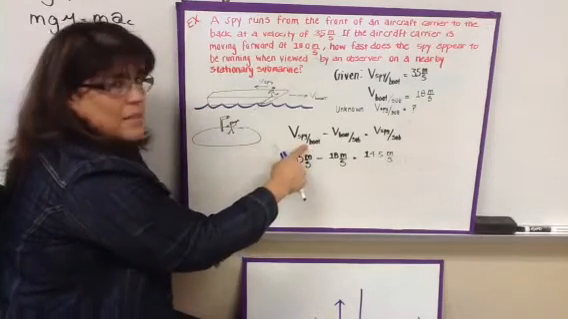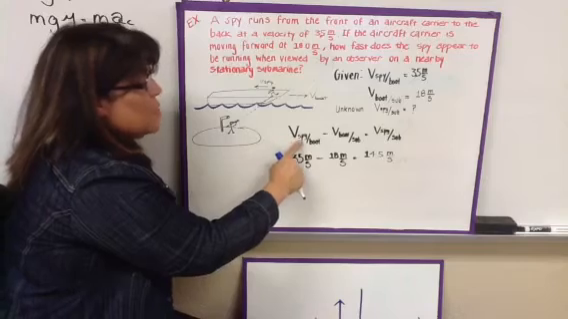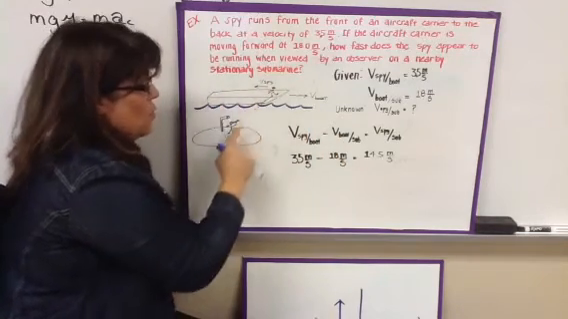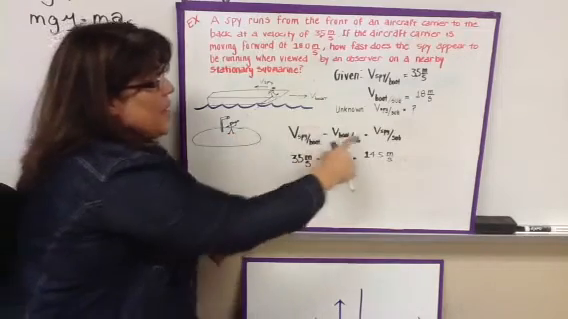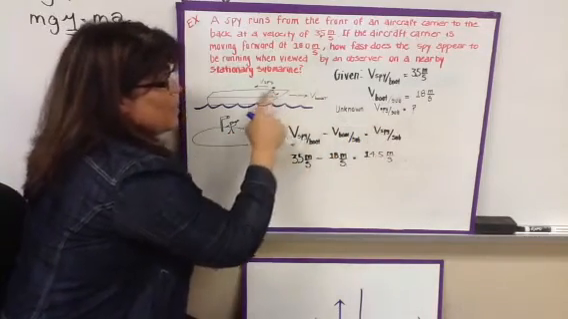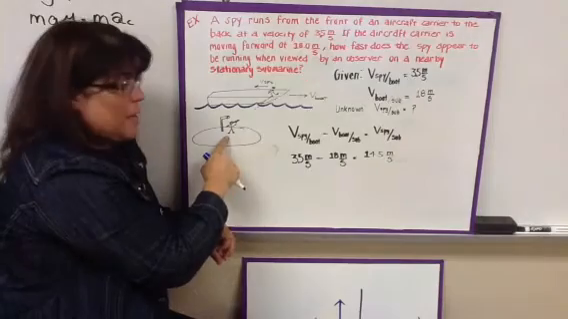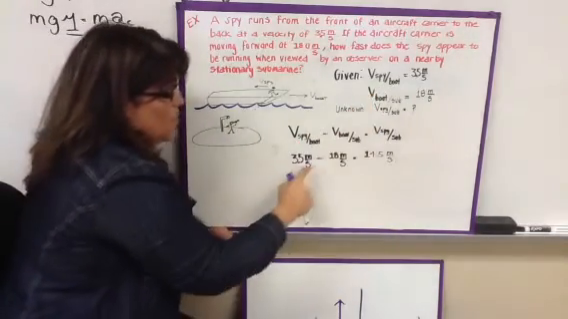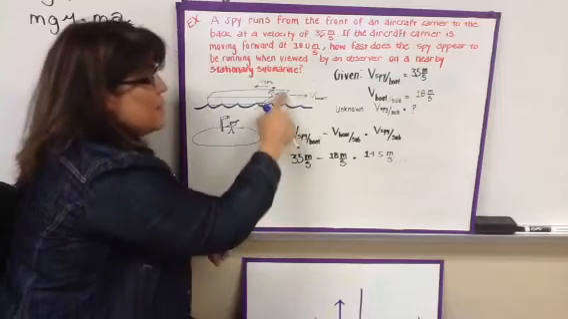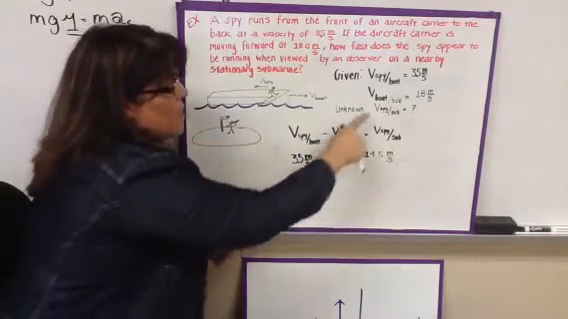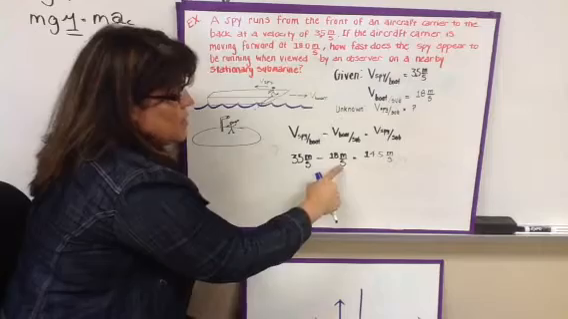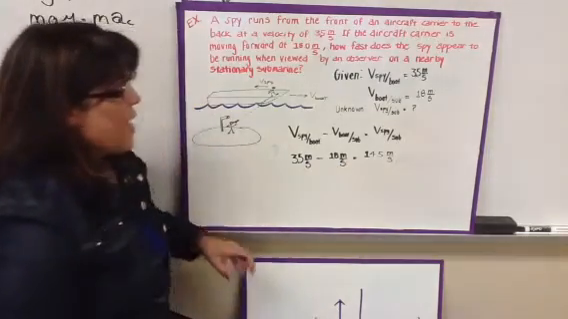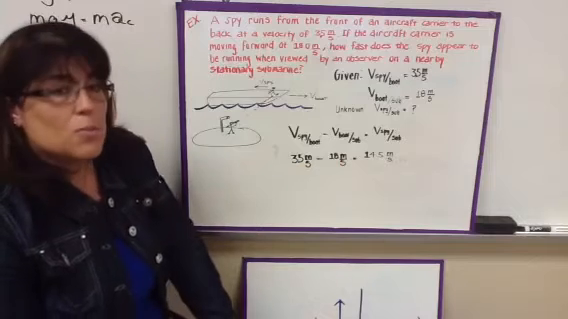Let me rephrase this. The velocity of the spy with respect to the boat minus the velocity of the boat with respect to the submarine is going to equal the velocity of the spy with respect to the submarine. The velocity of the spy with respect to the boat is 3.5 meters per second. That's how fast he's running. The velocity of the boat with respect to the sub is 18, and all we have to do is subtract the two, and we have 14.5 meters per second.